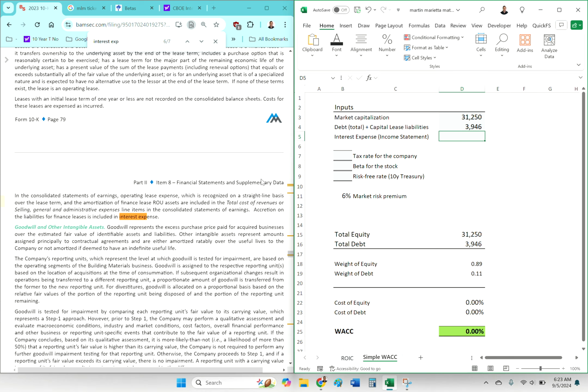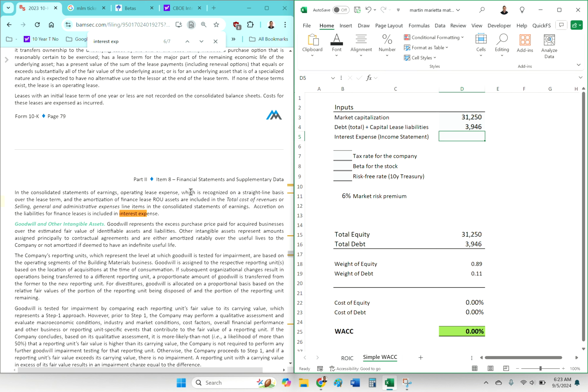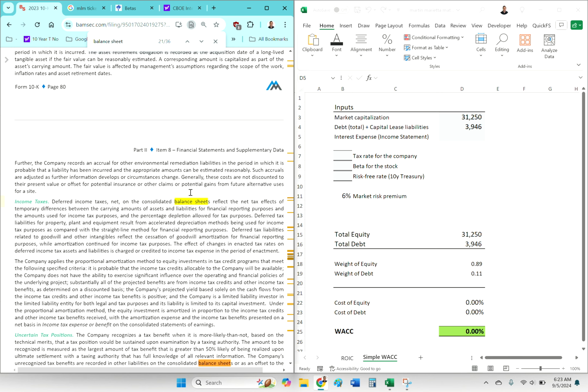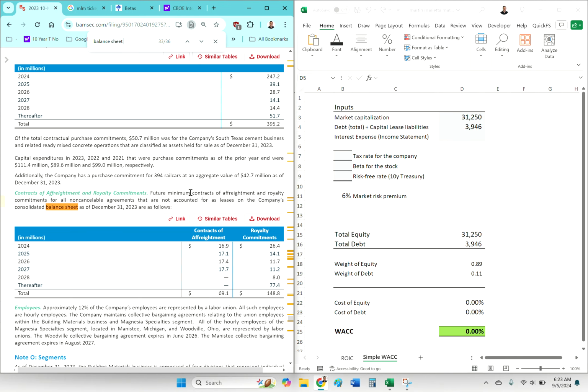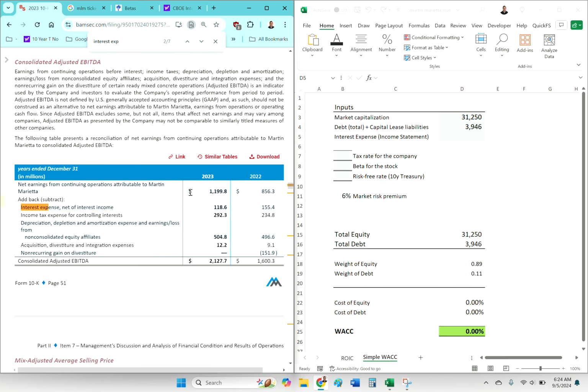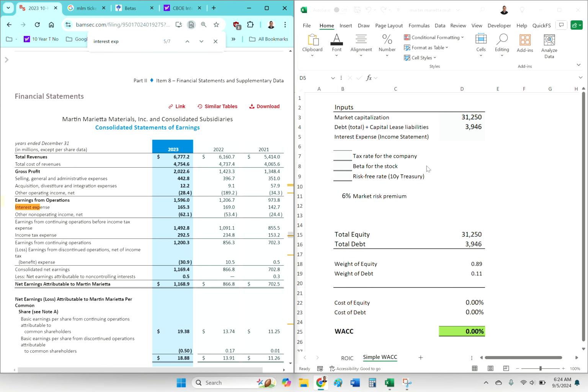And so I want to look at interest expense, to make sure that the interest expense is baked in here, and that it's not in a consolidated note somewhere else. So here's what they say on the finance leases: accretion on finance leases is included in interest expense. So we could take a look at the income statement and just use the interest expense that's already in there. That'll give us what we need for the cost of debt, which is what we're trying to figure out for WACC. So there we go.